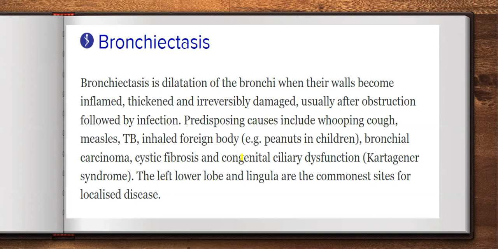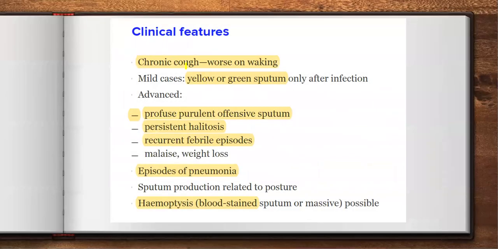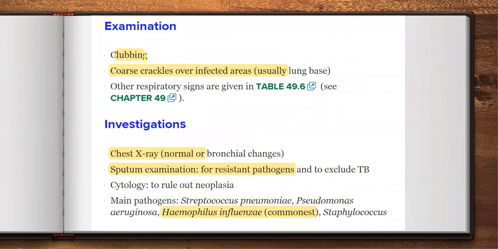In this case, your bronchus becomes dilated, thickened, and loses the power to expel mucus. If there is a collection of mucus, it causes recurrent infection in your lungs. That's the pathophysiology. Predisposing causes are measles, TB, foreign body, cancer, cystic fibrosis. Features are chronic cough, yellow-green sputum most of the time, profuse purulent sputum, and the patient can have multiple episodes of pneumonia. On examination, you can get clubbing and coarse crepitation, mainly bibasilar.